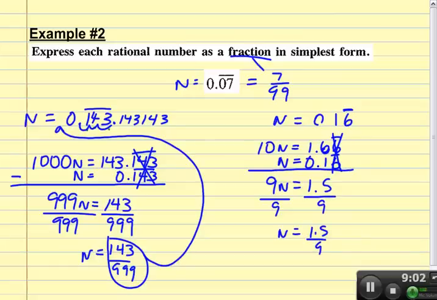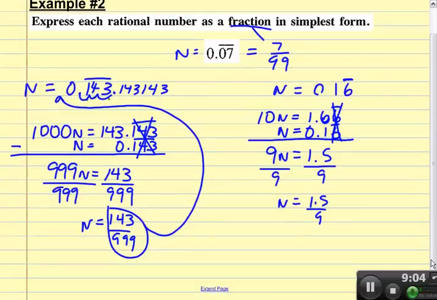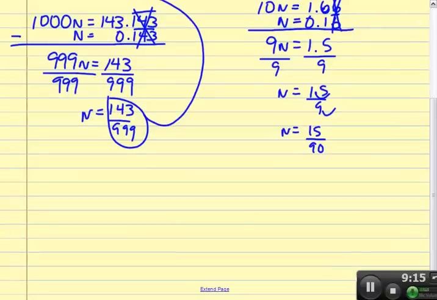Now I'm going to divide by 9, and I've got n is equal to 1.5 over 9. Ooh, I don't like a decimal in a fraction. Okay, well, let's do this. Just move it 1 decimal place. Right? So now I've got n is equal to 15 over 90. Okay, good.